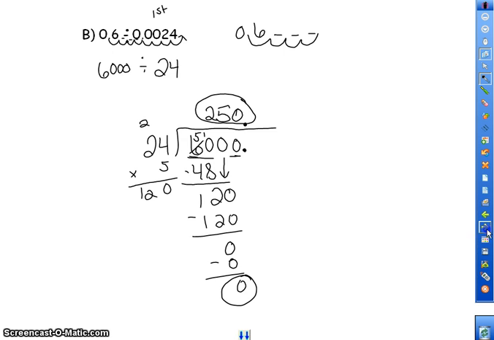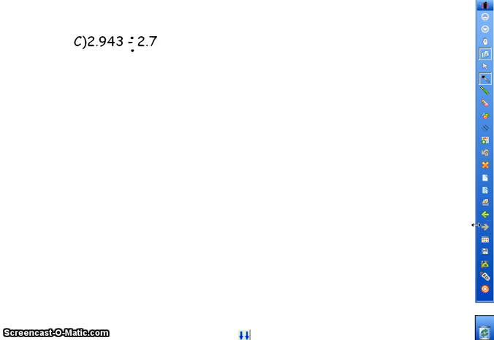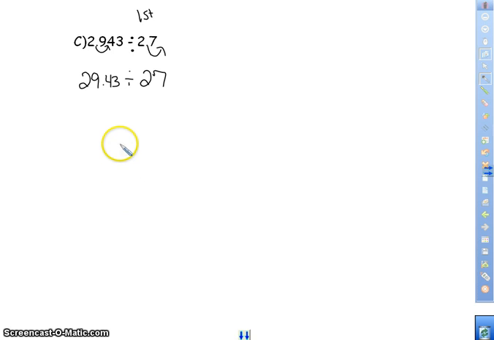Okay, last one. So 2 and 943 thousandths divided by 2 and 7 tenths. So once again, we're moving the second one first, moving it back 1 place to change it into 27, which means I need to move my first number back once as well to change it into 29 and 43 hundredths. Okay, so the 27's on the outside, and you'll notice we need that number on the outside to be a whole number.